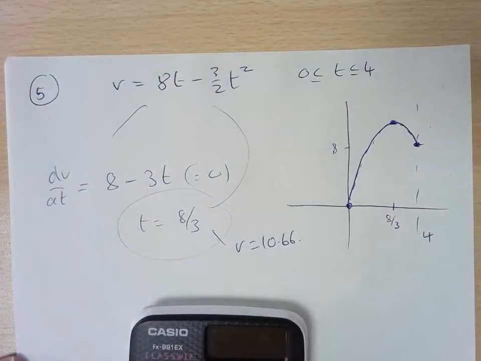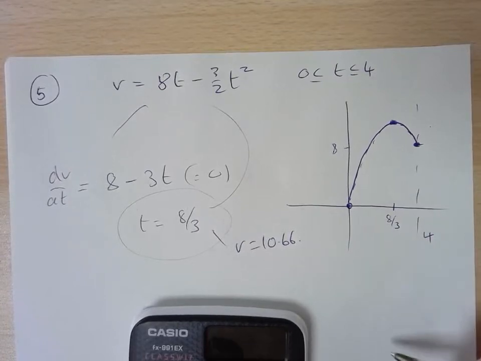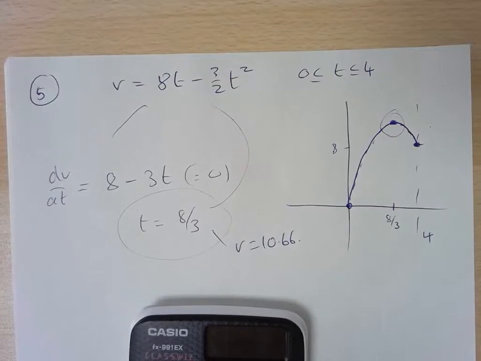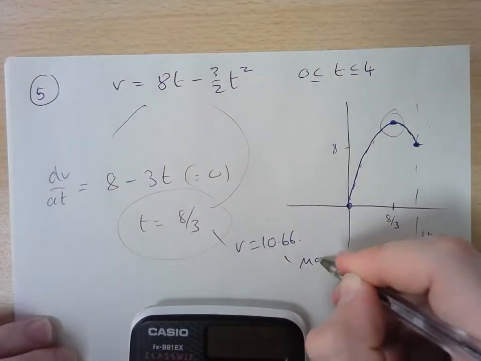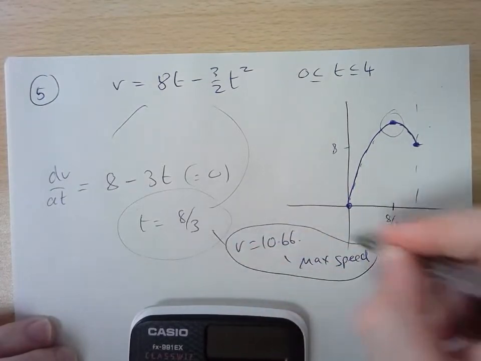So we're asked for the greatest speed, which is either the highest bit up here or the furthest bit down here. Because remember, negative velocity is just speed but going backwards. So here is our value for part A for the maximum speed. So this is our max speed, which is there.